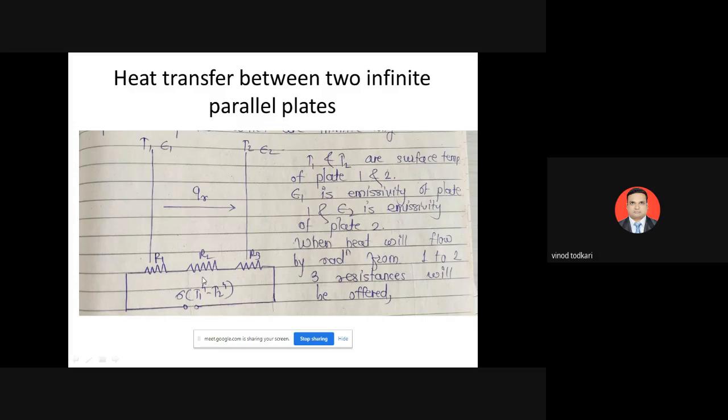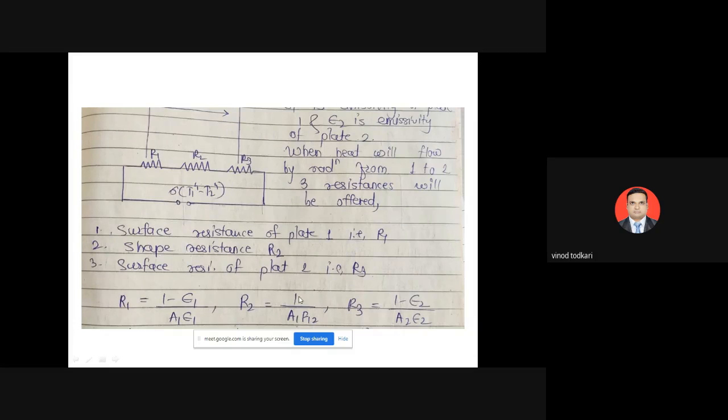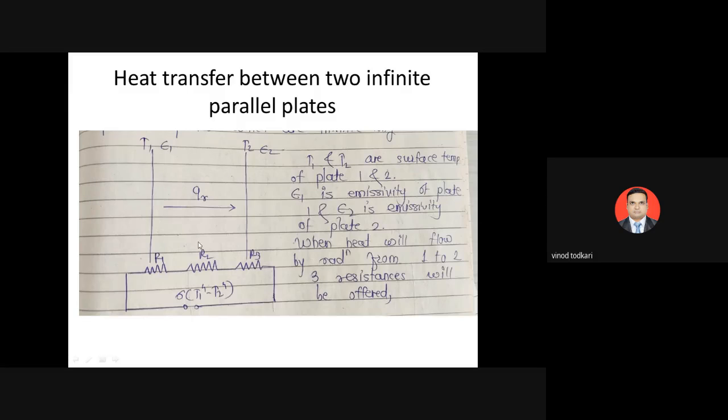And what is R2? Shape resistance. Shape resistance is given by the formula 1 upon (area into view factor). It will be 1 upon (A1 into F12), because heat is flowing from 1 to 2. So we have to consider the view factor of 1 with respect to 2. Right? Now, what is the driving potential?